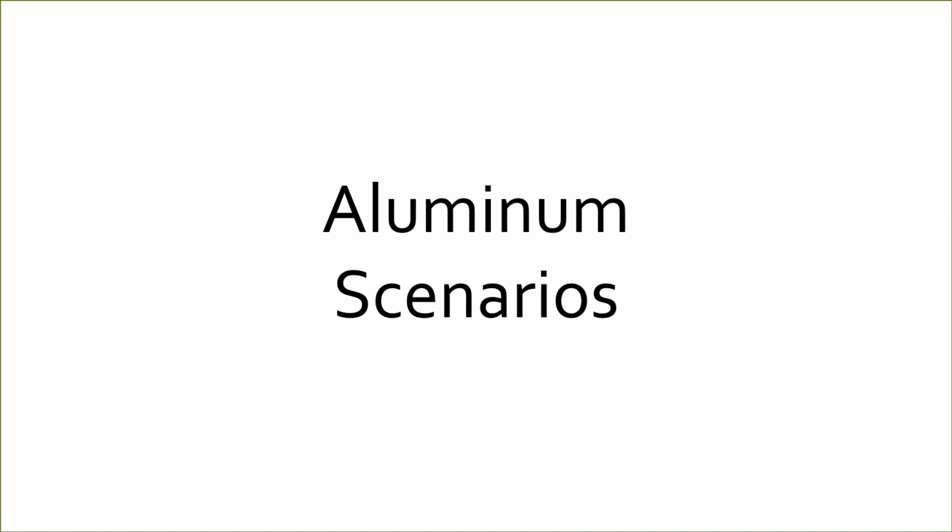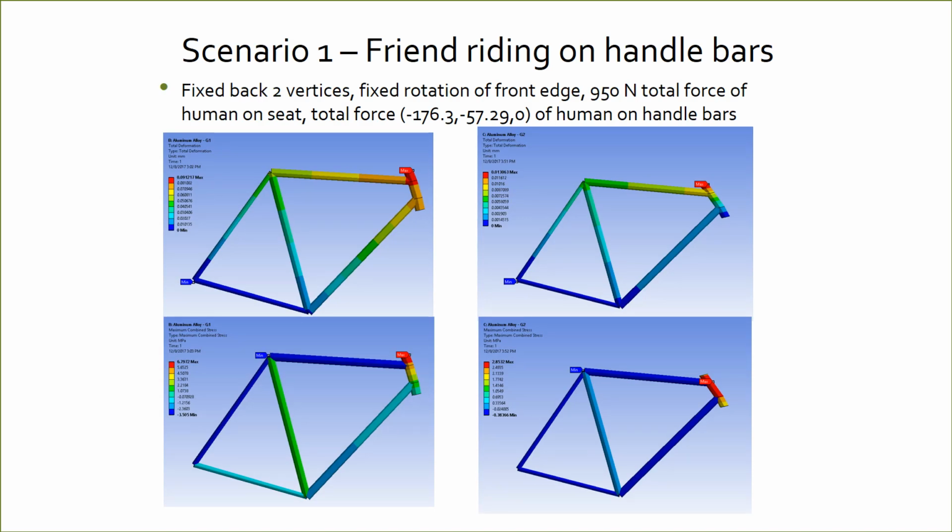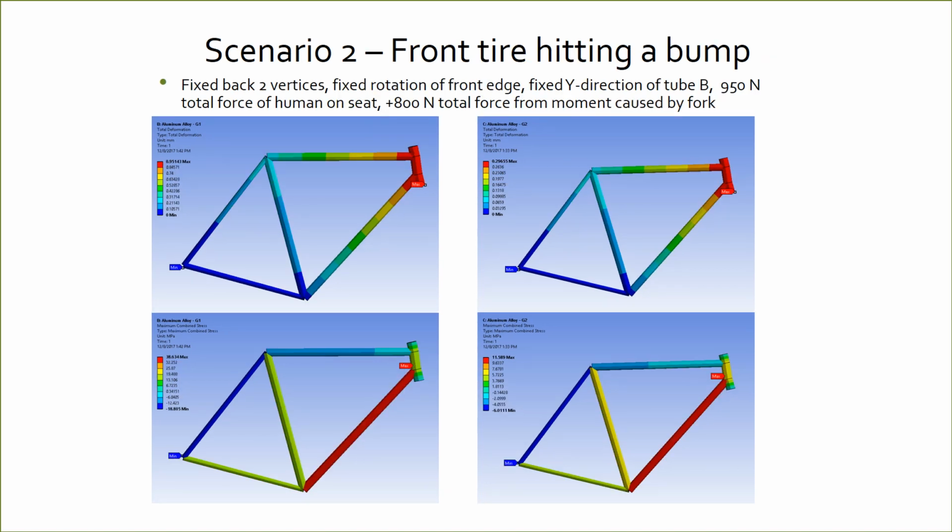Now to look at the same loading scenarios, but with both geometries made out of aluminum alloy. The first scenario yielded a larger deformation for the aluminum frame for both geometries, in comparison with the steel frame. For scenario 2, the aluminum frame had a larger deformation than the steel for both geometries.